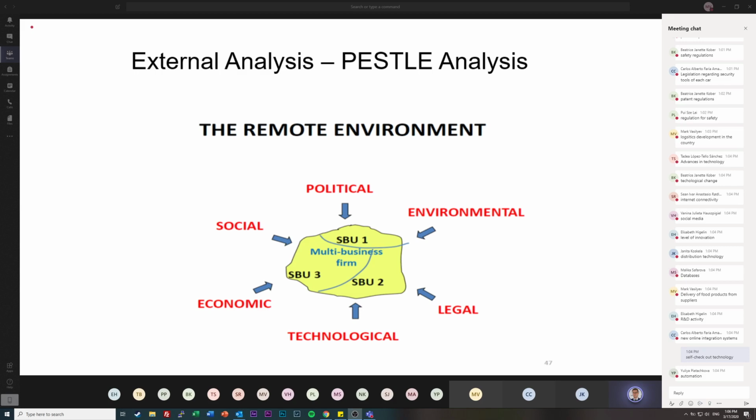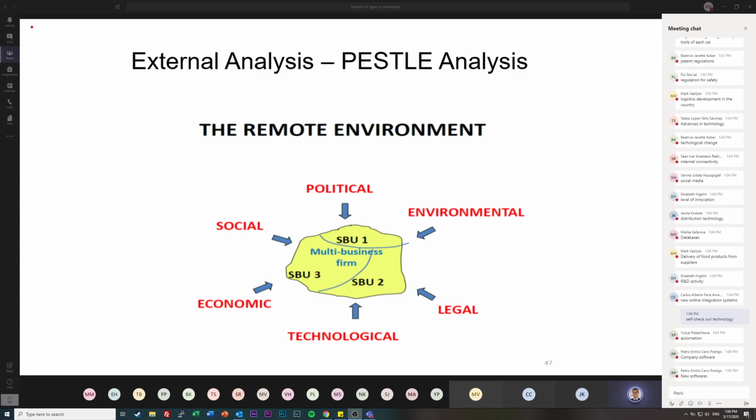R&D activity, research and development activity in retailing. That's a question. What could it be, Elizabeth? What could be the example of the research and development activity? Because it seems to be quite interesting. What could be research in this area? New online integration system. That's absolutely right. Self-checkout technology, automation generally, for instance, automated storages and automated warehouses, that's absolutely right.